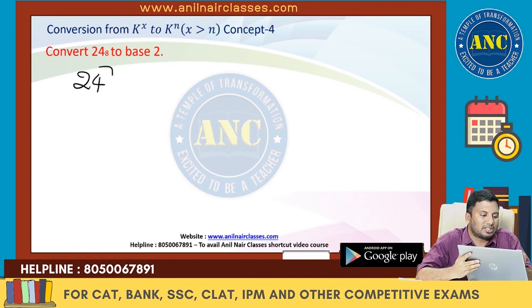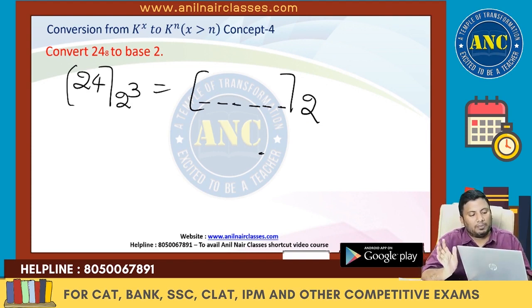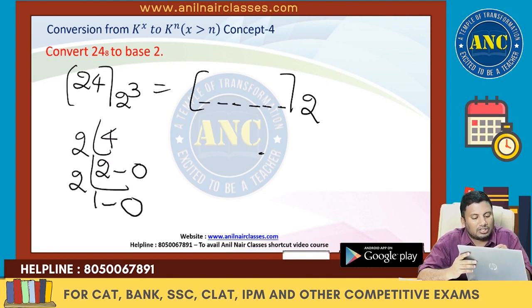Now 24 in base system 8. 8 is 2 cube in base system 2, so the power is 3. That means 4 will take 3 places, 2 will take 3 places. Is it clear? 24 in base system 2: 4 in base 2, 2 twos are 4, remainder 0, 2 ones are 2, remainder 0. So it is 1 double 0.